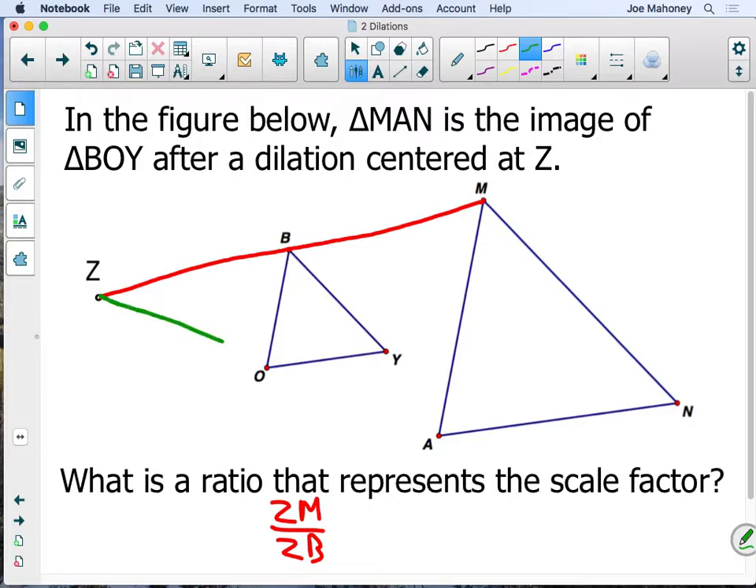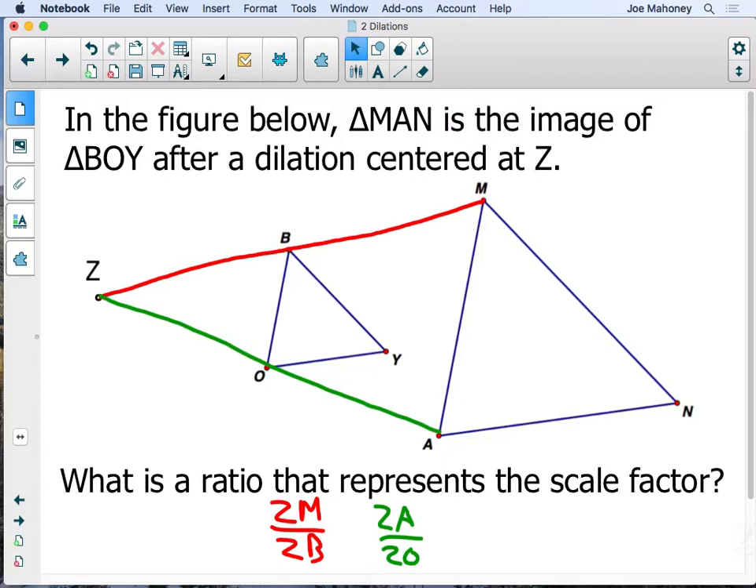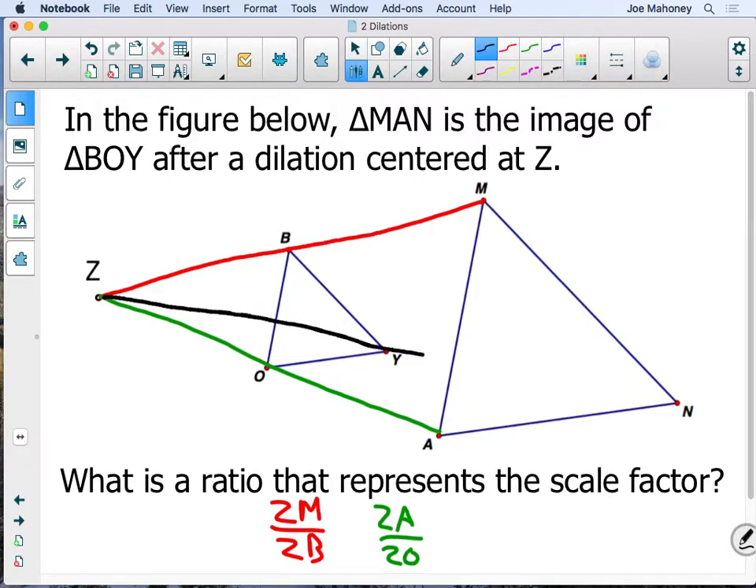Likewise, we can keep going the other way. Do you notice that all these points are collinear? Like Z, O, A. A is collinear to Z and O. It's kind of neat. We can also say that ZA to ZO is our relationship, is our ratio. And if you want to go one more time, we can go from ZY to ZN. So again, notice that it's image over the original.